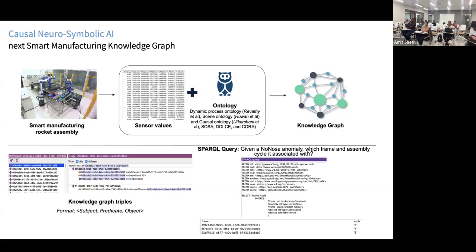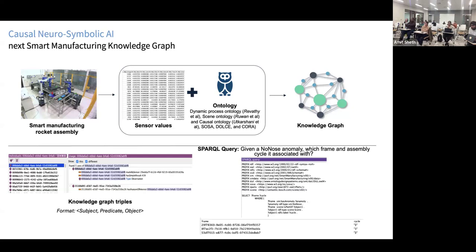We developed an ontology. I'm not sure if people are aware of an ontology. You can think about an ontology as a taxonomy. And so we developed an ontology for the system. We used the sensor values that they have, and we created a knowledge graph out of this.